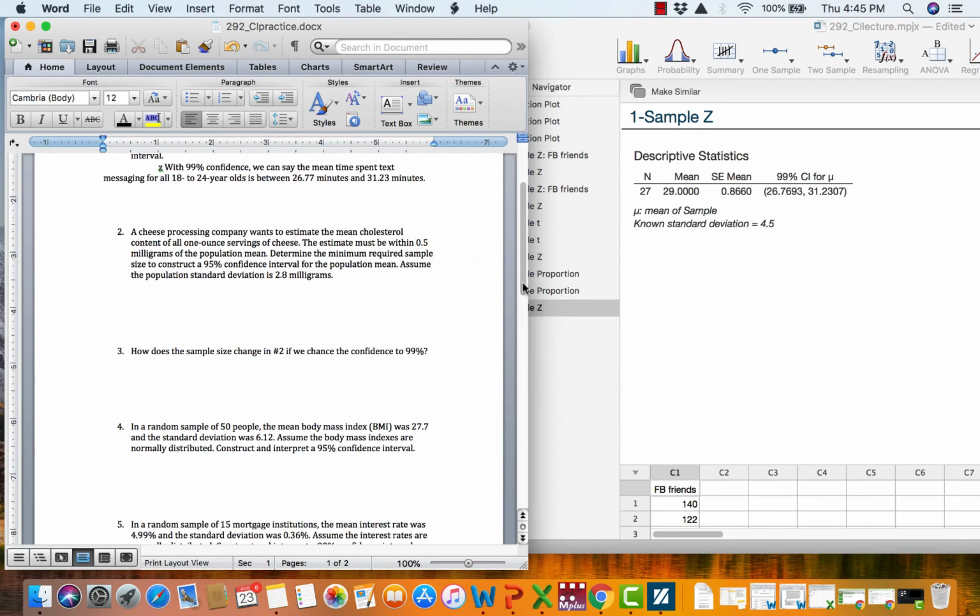A cheese processing company wants to estimate the mean cholesterol content of all 1-ounce servings of cheese. The estimate must be within 0.5 milligrams of the population mean. Determine the minimum required sample size to construct a 95% confidence interval for the population mean. Assume the population standard deviation is 2.8. All right, here, what are we asked to find? We are asked to find minimum sample size.